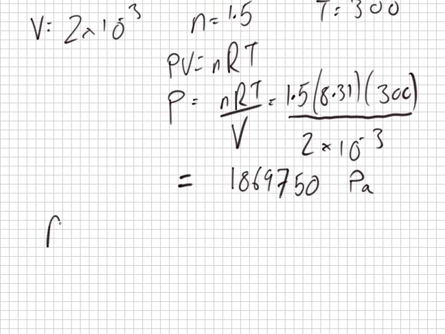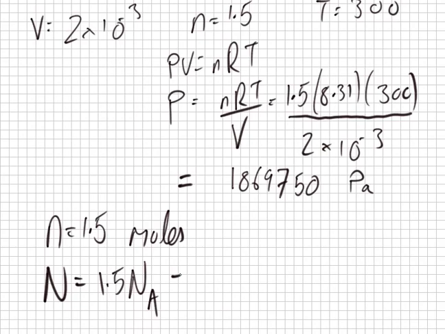If n is 1.5 moles, how do I find the number of atoms? I need to multiply this by Avogadro's number. So 1.5 times N_A, what will that be, please? That's 9.03 times 10 to the 23.